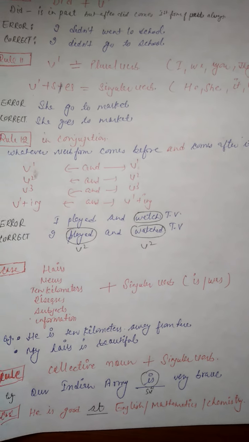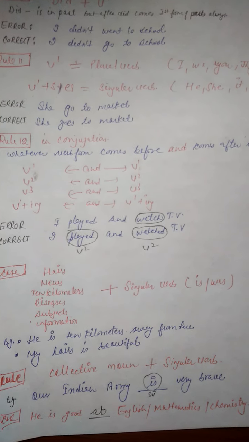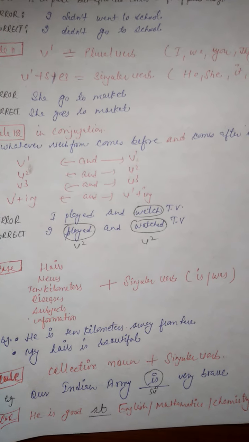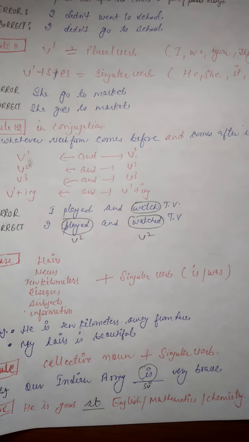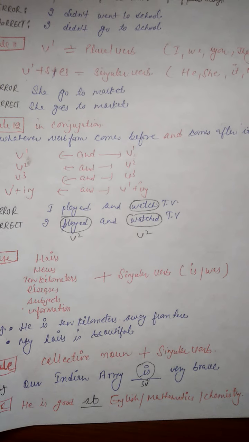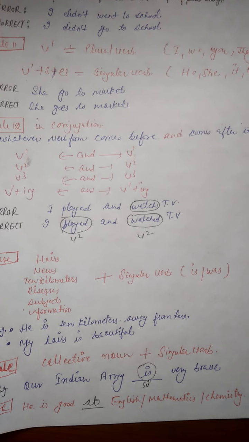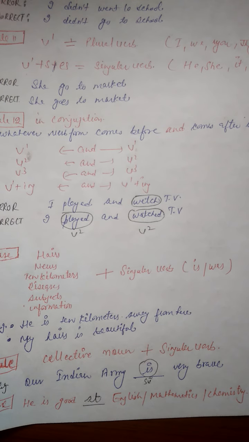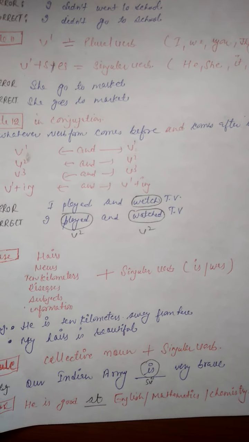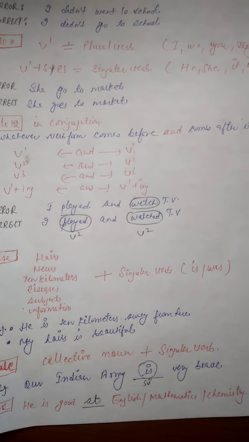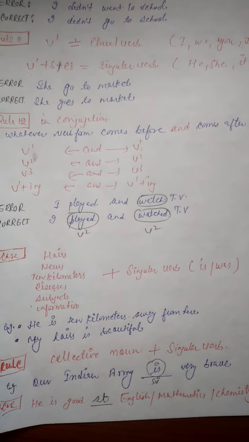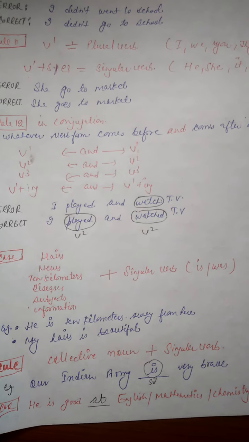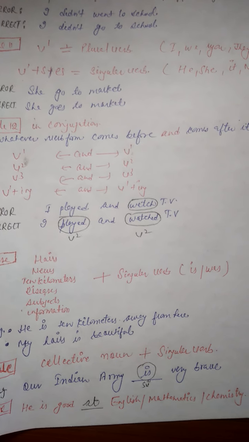If we have written I didn't went to school, went is wrong, because we are supposed to use first form of verb with did. And rule 11 says with first form of verb, plural verb, we have to use I, we, you, they. And with first form of verb, we have to use s and es. That is singular verb. He, she, it, and the name of person. So error is she go to market. And the correct sentence is she goes to market. Why? Because it is in plural.